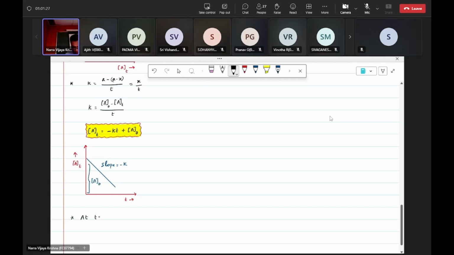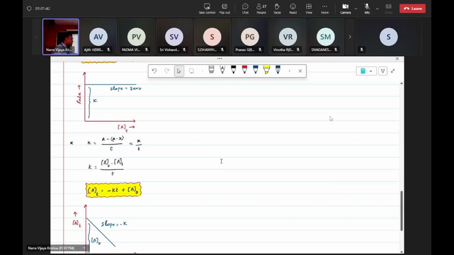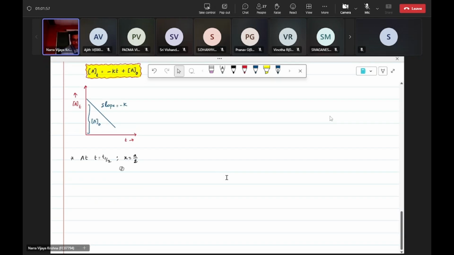At time t equal to t half, what happens to x value? A by 2. Correct? If x is A by 2, substitute here, then what is k equal to? K equal to A by 2 t half. So t half equal to A by 2k. That implies t half equal to A naught by 2k. Correct?